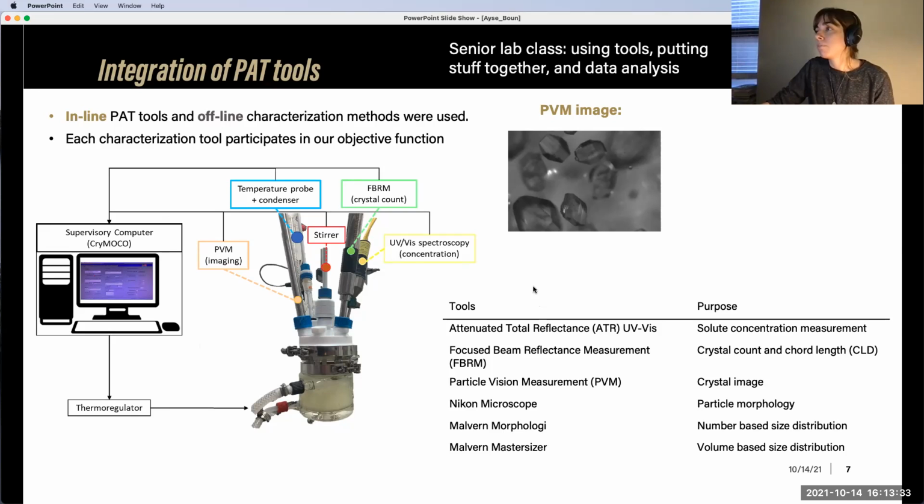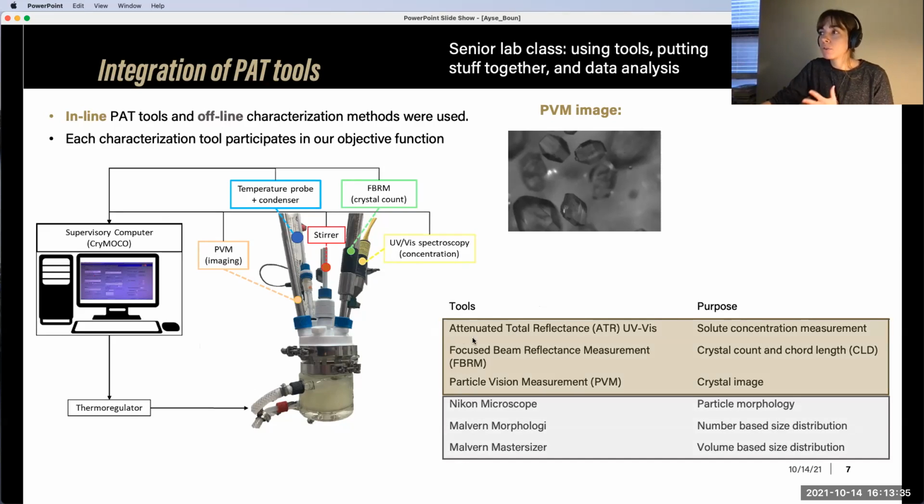I use 3 of the PAT tools most of the time, which are shown in the brown box. One is UV. It helps me to measure the concentration of the drug compound in the liquid. The other is FBRM. It's a beam. Basically, it helps me to measure the crystal count or have a crude idea about the crystal size during the experiment, and also detect some crystallization events such as nucleation, growth, agglomeration, and so on.